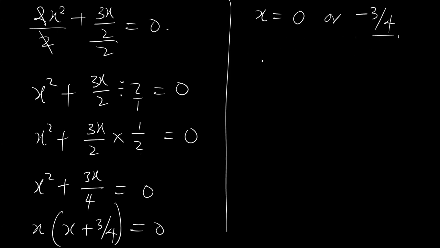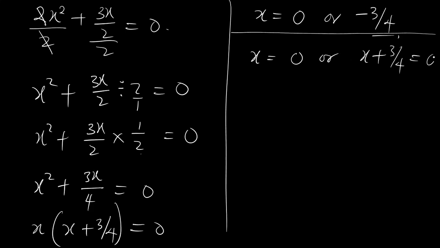Okay, let me just explain why. Now, x is equal to 0 or x plus 3 over 4 is equal to 0. This one, x is 0 already. Here, if you move this to this other side, it becomes x is equal to minus 3 all over 4. So that is the final answer. So x is equal to 0 or x is equal to this.